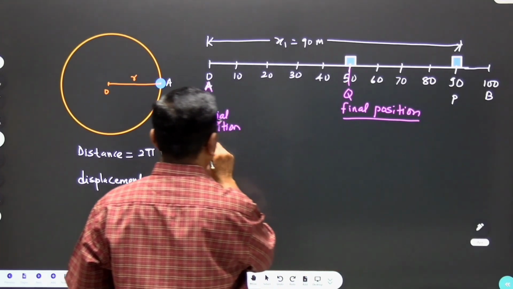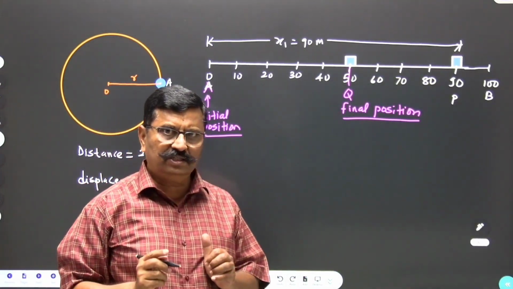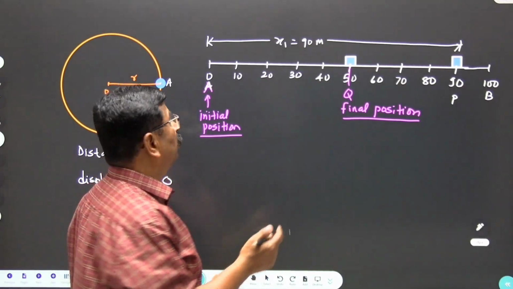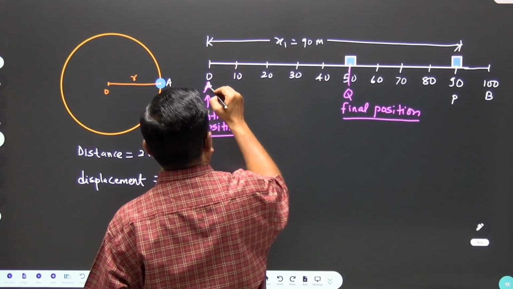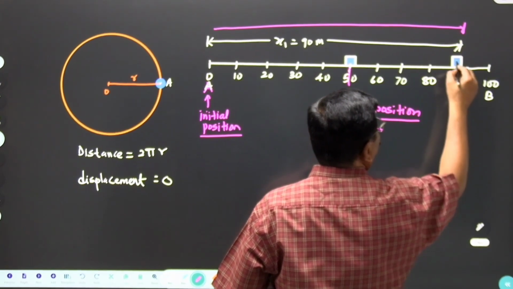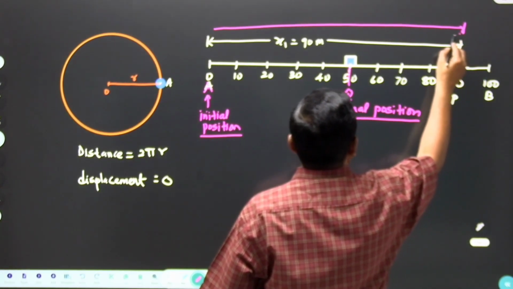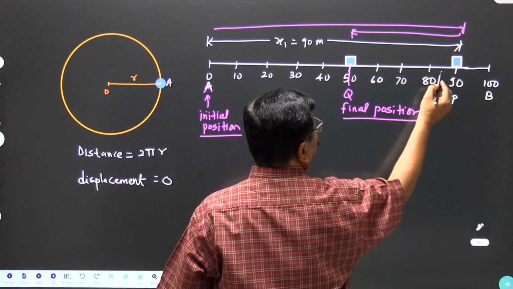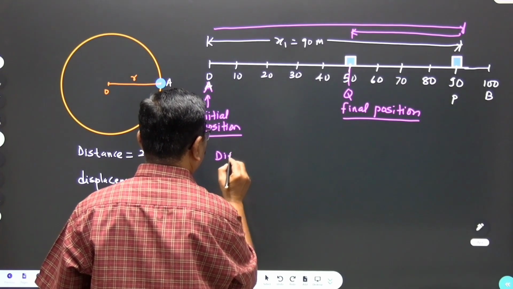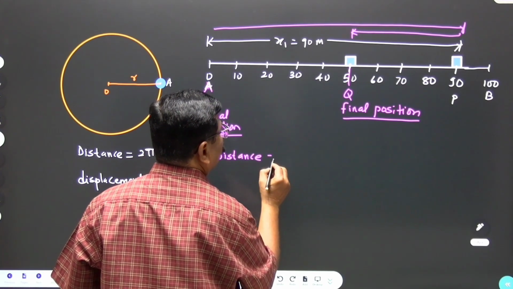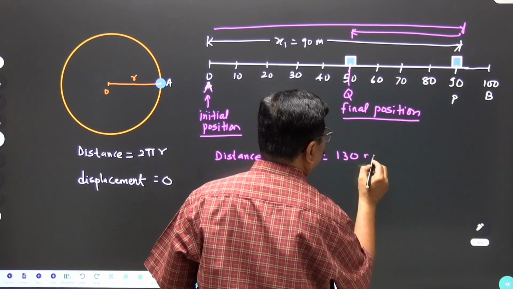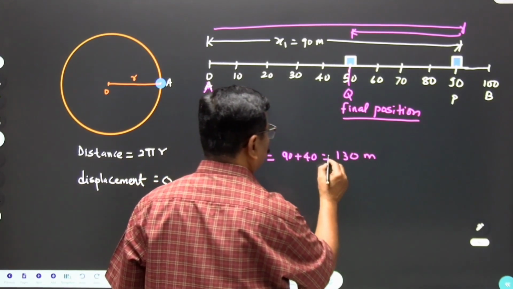Then what is the actual distance traveled? What do you mean by distance? Length of the actual path traveled. So the body has started from point A, it has gone till point P, it covers 90-meter distance, and then it comes back to the 50 mark, meaning it covered 40 more distance. So the actual distance traveled by that object is 90 plus 40, that comes to be 130 meters. This is positive 130 meters.